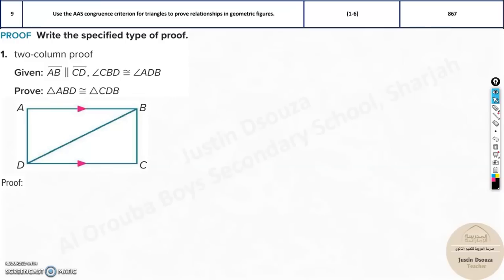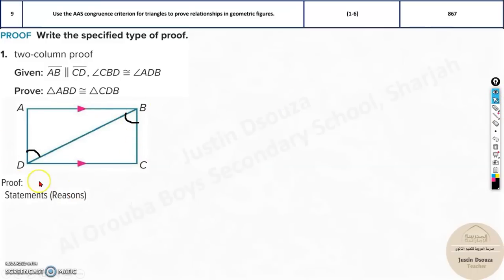So let's look at this first one. They've asked for a two column proof. Given AB is parallel to CD. Look at this, AB and CD are parallel. And then angle CBD is congruent to angle ADB. That means this and this are congruent. We need to prove triangle ABD is congruent to triangle CDB. They have given these two are equal. How can we do the other steps?